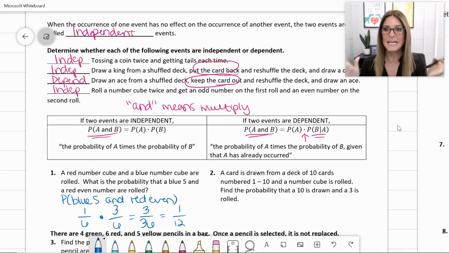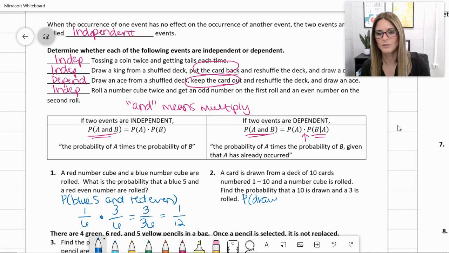Now, these were completely independent events. The blue number cube, the red number cube are not going to influence each other, so I just multiplied those probabilities together, 1/12. Number 2, a card is drawn from the deck of 10 cards numbered 1 through 10, and the number cube is rolled. So we got decks of cards, we got a number cube, completely independent events. Find the probability that a 10 is drawn and a 3 is rolled. Draw a 10 and roll a 3.